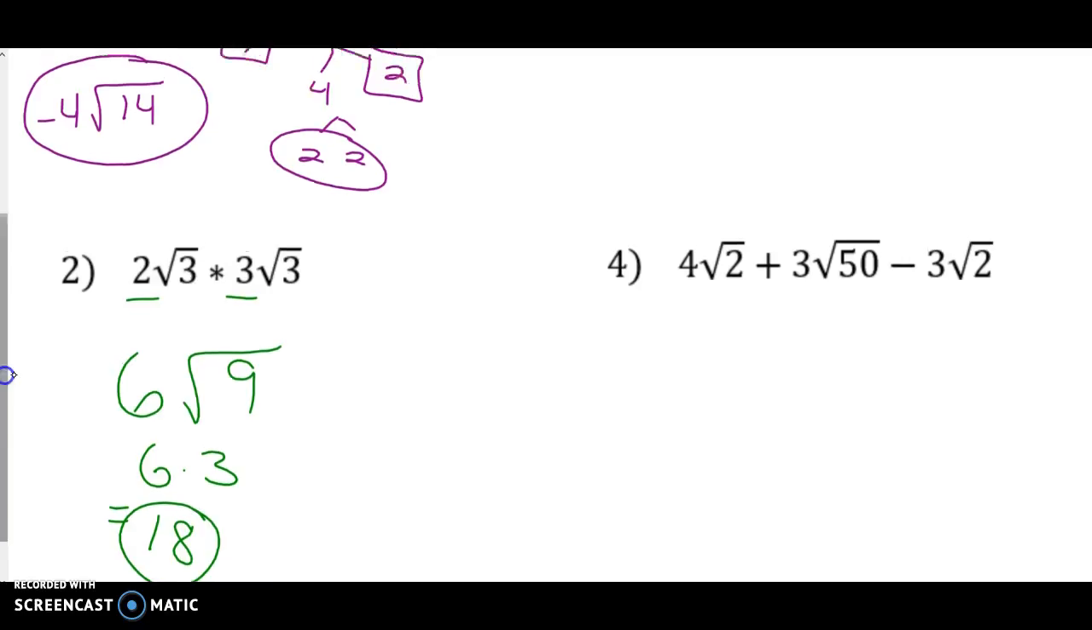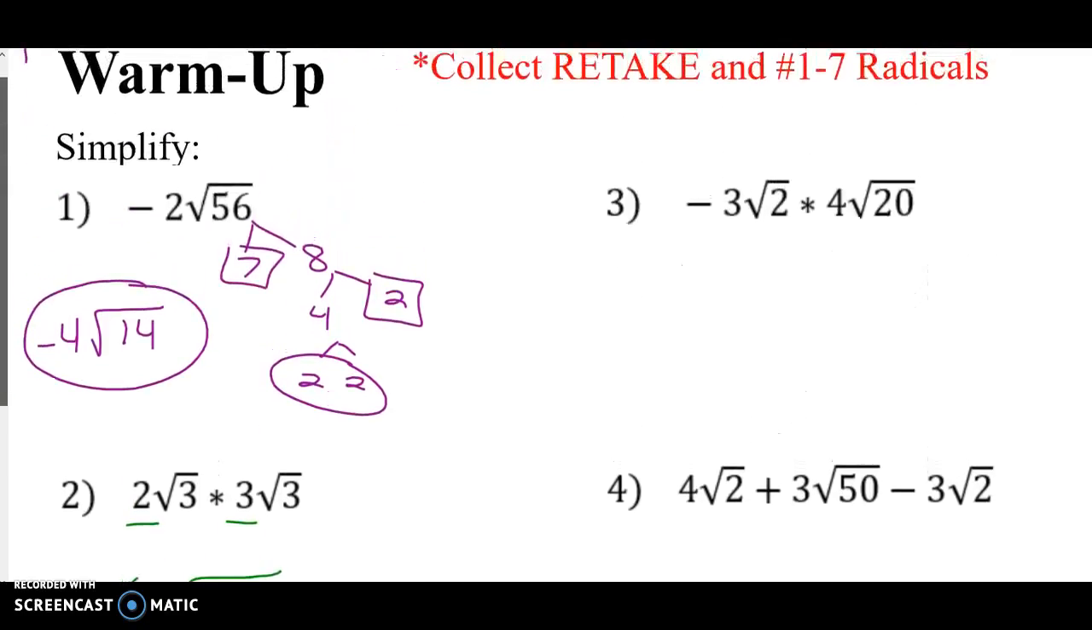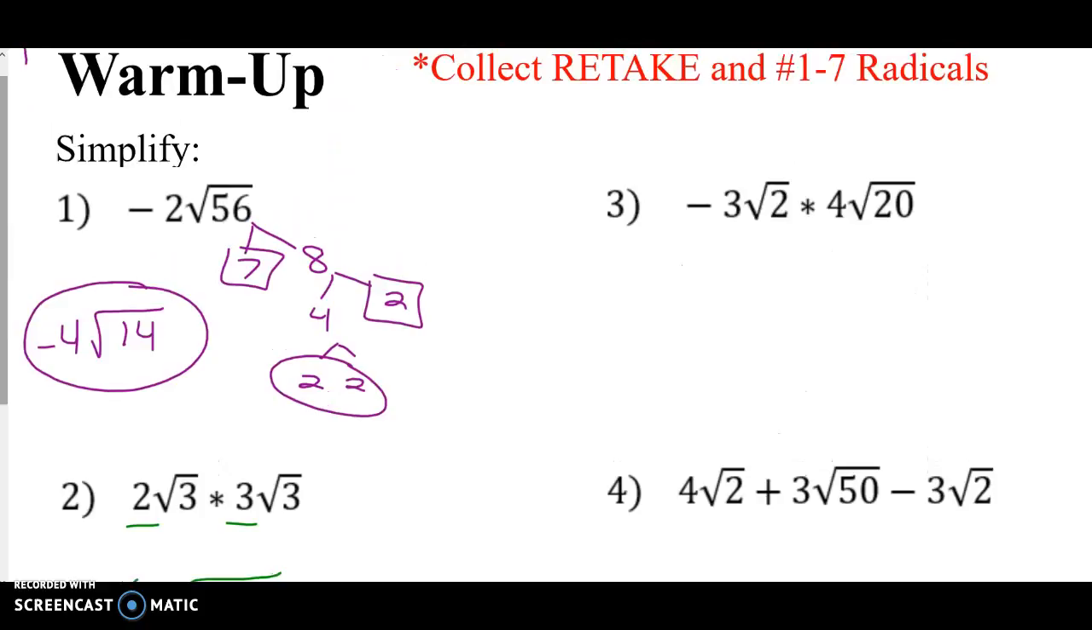Okay, and then number 3. Let's simplify. It's usually easier to simplify first because then the numbers get smaller to begin with, as opposed to multiplying big numbers and then having to simplify a really big number. So before I do my front times front, inside times inside, let's break down 20. 20 would be 4 and 5. 4 is 2 and 2. So 2 stays home, 2 goes to prom, 5 stays home.